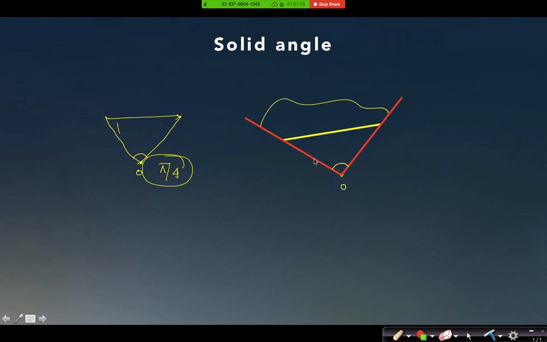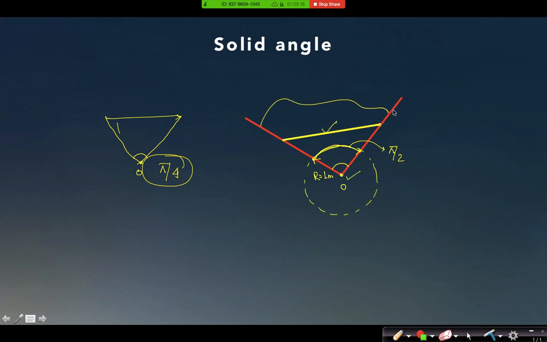Now if I have a circular arc, and I ask you what is the angle made by the circular arc at this point O, what should be your answer? Pi by 2. Instead, if I say that the radius of the circular arc is 1 meter, then what is the length of this circular arc? Pi by 2. So can I define pi by 2 in this way?